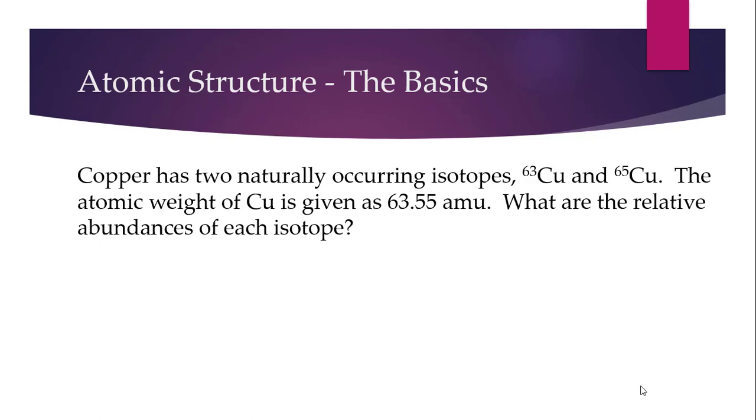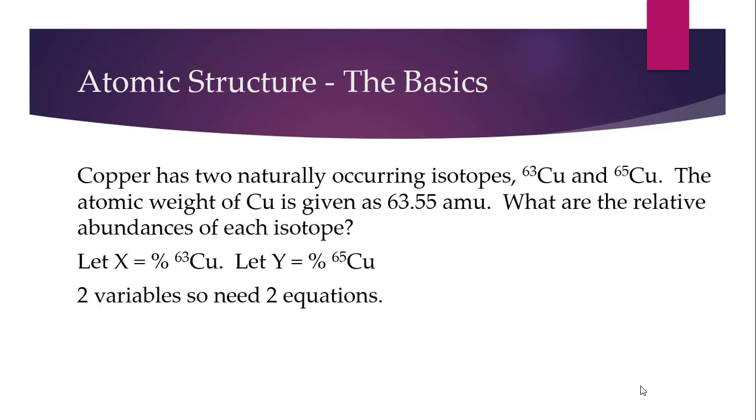Now you can also work this backwards. If you know the mass numbers and you know the atomic weight, then you can work backwards to get the relative abundance of isotopes. So here we have 2 isotopes of copper, 63 and 65, and we know that the atomic weight is 63.55 AMU. Since we don't know the values of the relative abundances, we'll let x equal the relative abundance of copper-63 and y be the relative abundance of copper-65. That gives us 2 variables, so we're going to need 2 equations. Well, we know that the total of the percentages has to equal 100%.